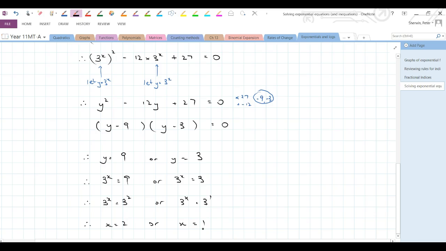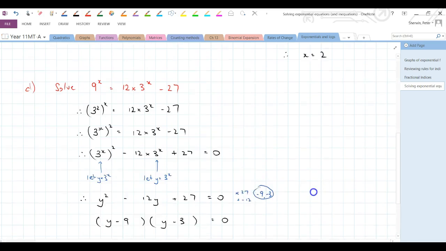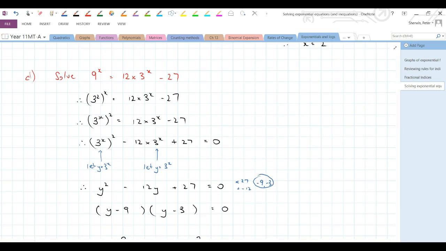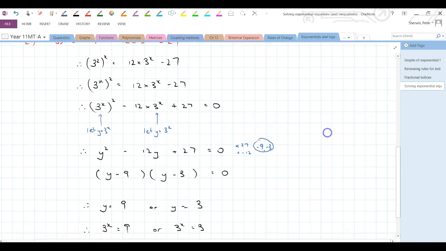Alright, so that's just a little bit more involved, but it's about identifying, isn't it, really? Look at that, 12 times 3 to the x. Or can I write this as 3 to the 2x? That'll be 3 squared to the power of x, or 3 to the power of x squared. And so I end up with a quadratic type equation that I can use quadratic techniques on.